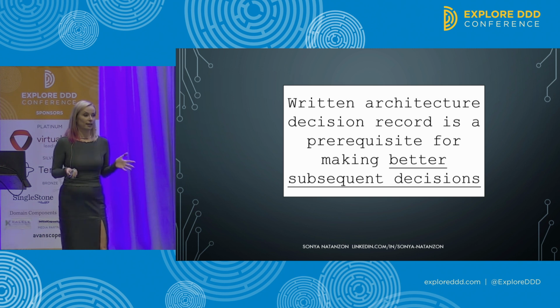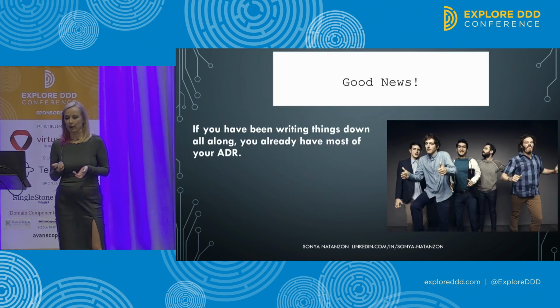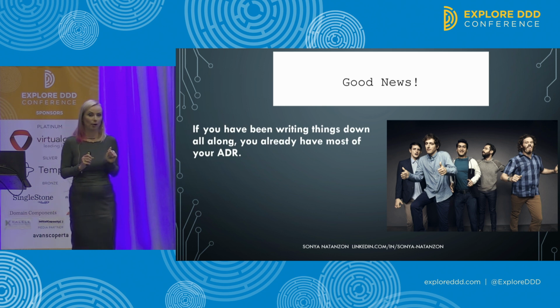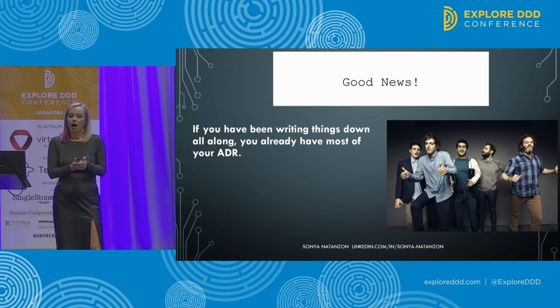Of course, for any of this to happen, you're going to need to write it down. Have good news for you here too. All the steps that got you to here, if you've been writing things down all along, you should have most of your architecture decision record built up. And I really hope that you've been writing things down all along and not just talking about it. You will need to add a few more things to round it out.